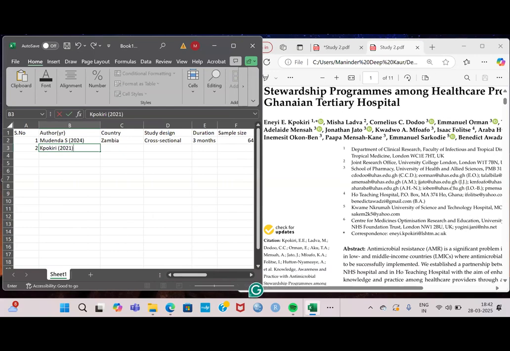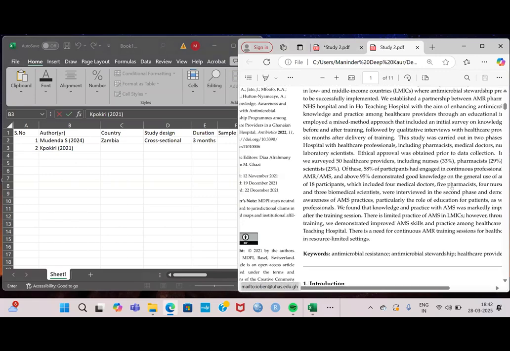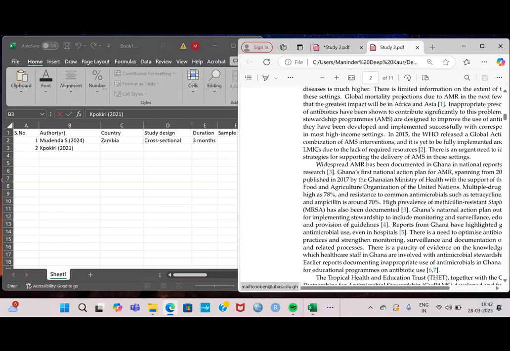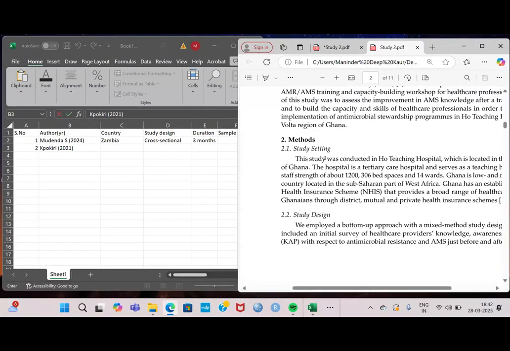Next, we see the country. Yes, this is the methodology, so we find this information in the methodology section only. The study was conducted in the Ho Teaching Hospital located in Ghana. So this is the name, and I will enter Ghana here.